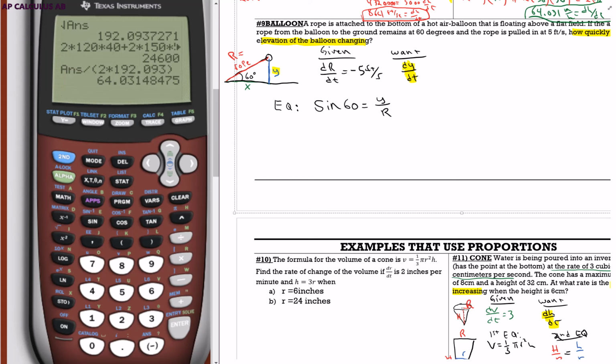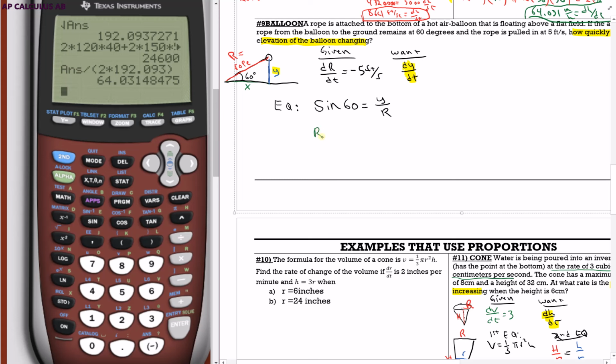Because y is representing the height, we want dy dt, right? You could easily call that h or something, but I used y. All right, so we have this equation. It's not Pythagorean theorem because we don't know all those distances. And we know that angle, so you want to think of what relationship can I create between that angle and x and y? And the answer is it's a sine relationship. It's not between x and y, it's between y and r, right? Sine is opposite over hypotenuse, so sine of 60 would be opposite, which is y, divided by the hypotenuse, which is the rope. So sine of 60 equals y over r.